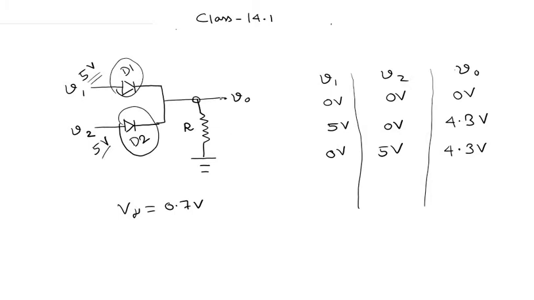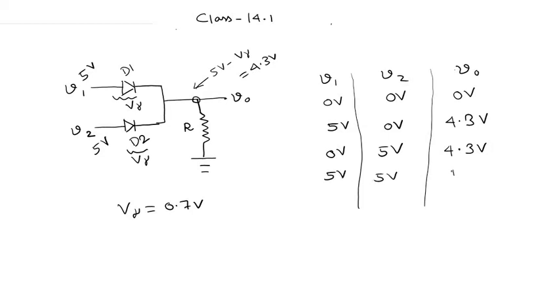Okay, and then if both D1 and D2 are forward biased, then the voltage drop across each is equal to V gamma. So V gamma voltage drop across D1 and V gamma voltage drop across D2, and so the voltage at this point is again 5 volts minus V gamma, which is basically 4.3 volts. Okay, so we have 5 volts, 5 volts, and the output V0 is basically 4.3 volts here.